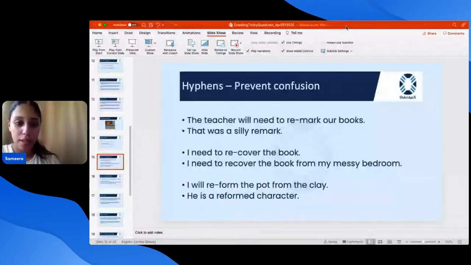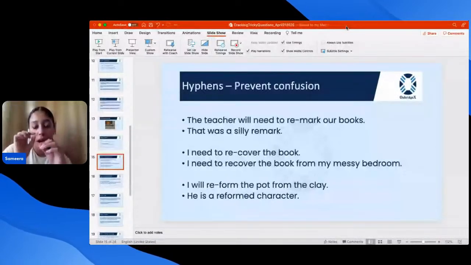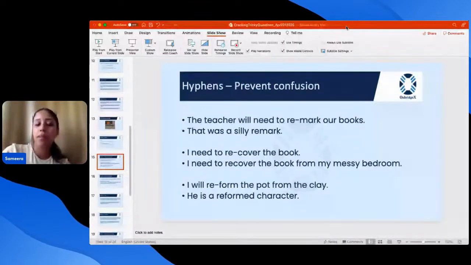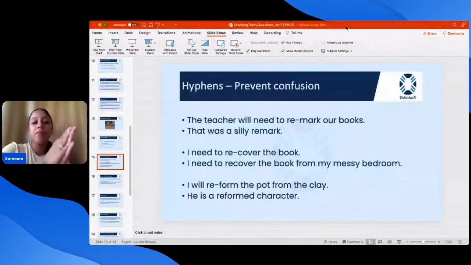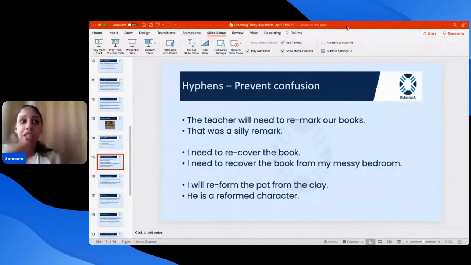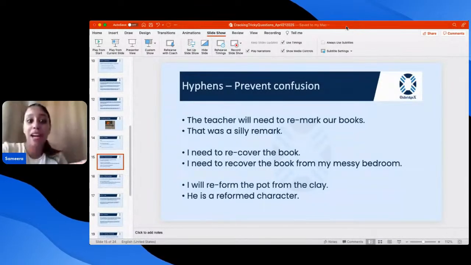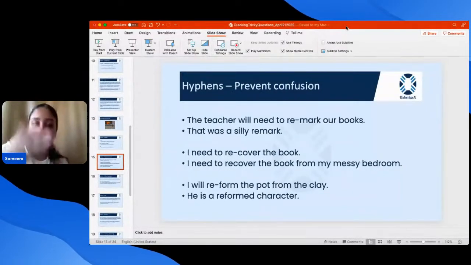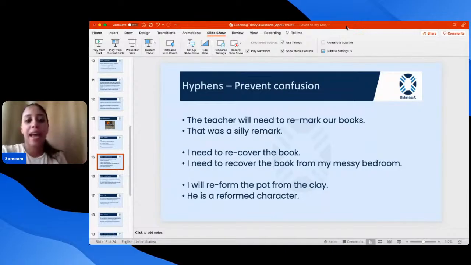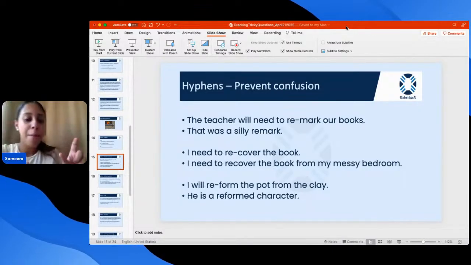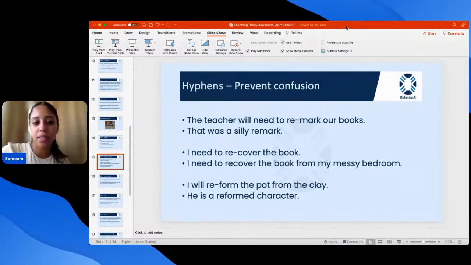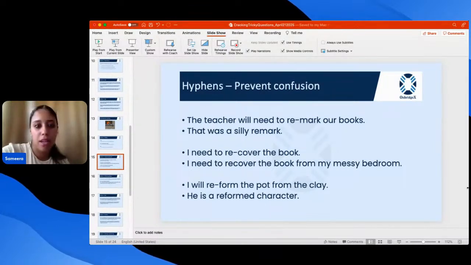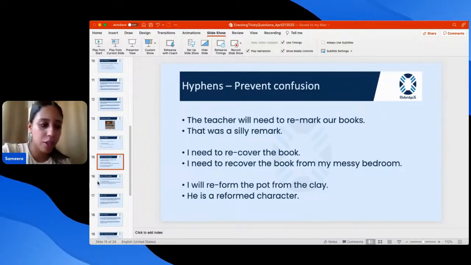Remark means comment. Can you see how the hyphen has changed the meaning of the word? Remark without a hyphen means a comment, so make a silly comment or whatever. If I have re-hyphen-mark, that's changing the meaning of the word. It's no longer comment, but now it actually means to do something again, to redo the mark. Again, re-cover. Re-hyphen-cover is to cover the book again, because the prefix re means to do it again, right? But if I have recover without the hyphen, what that means is to obtain the book back, right? Can you see what the hyphen has done? So it's really just preventing the confusion.